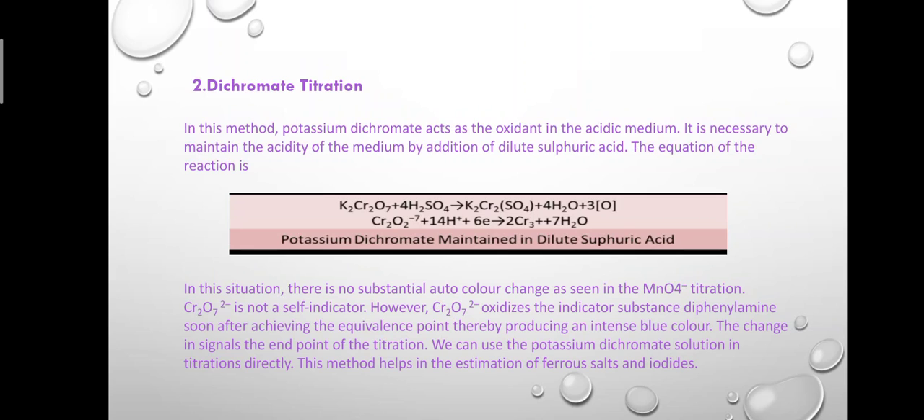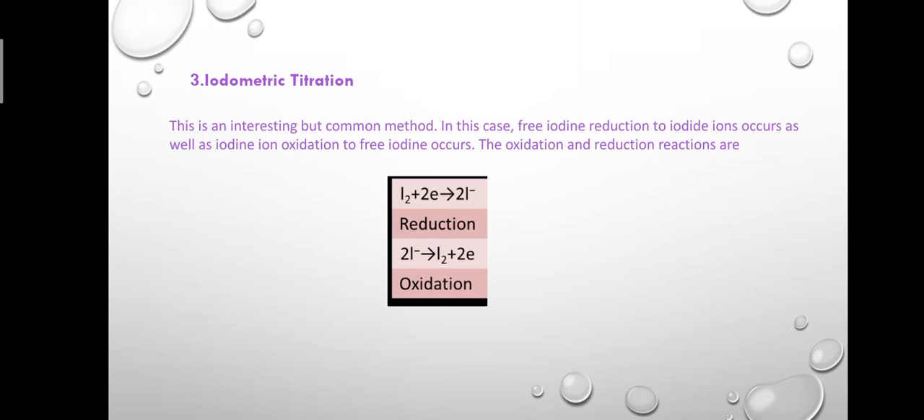However, Cr2O7 2- oxidizes the indicator substance, diphenylamine, soon after achieving the equivalence point, thereby producing an intense blue color. The change in color signals the endpoint of the titration. We can use the potassium dichromate solution in titrations directly. This method helps in the estimation of ferrous salts and iodides.